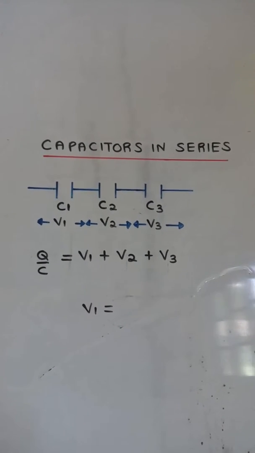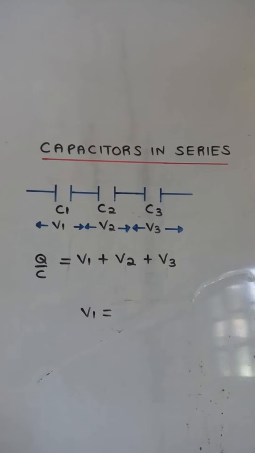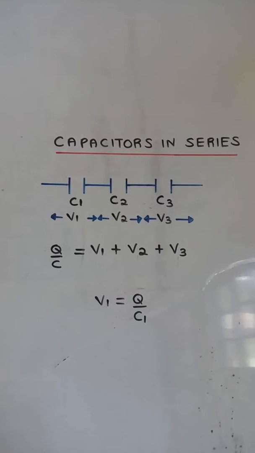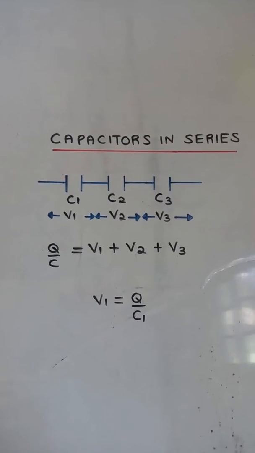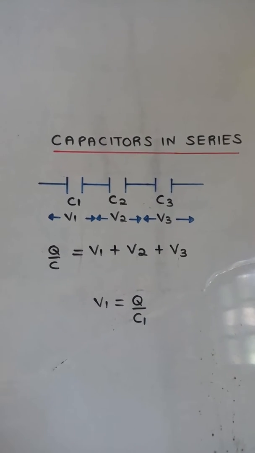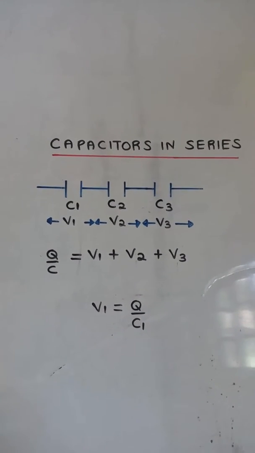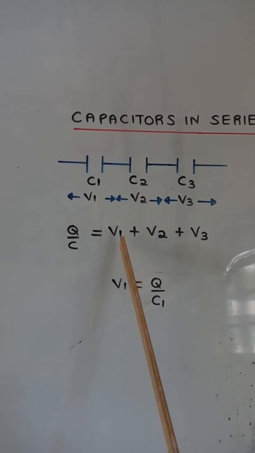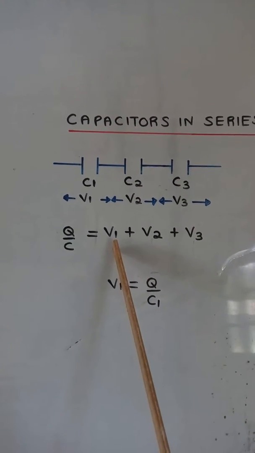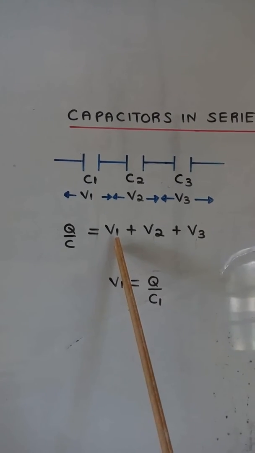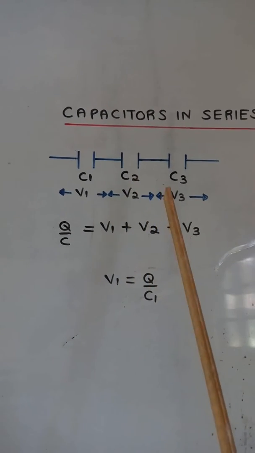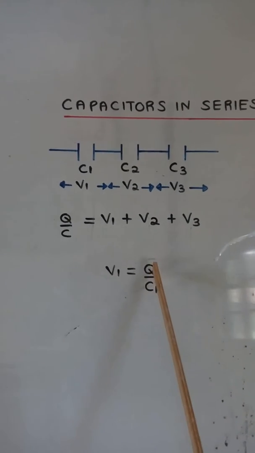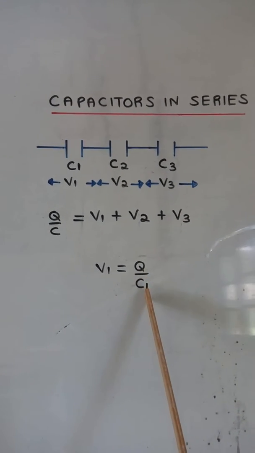Potential difference between the plates of capacitor 1 is equal to amount of charge over capacitance of capacitor 1. Instead of writing potential difference between the plates of capacitor 1, we are going to write amount of charge over capacitance of capacitor 1.